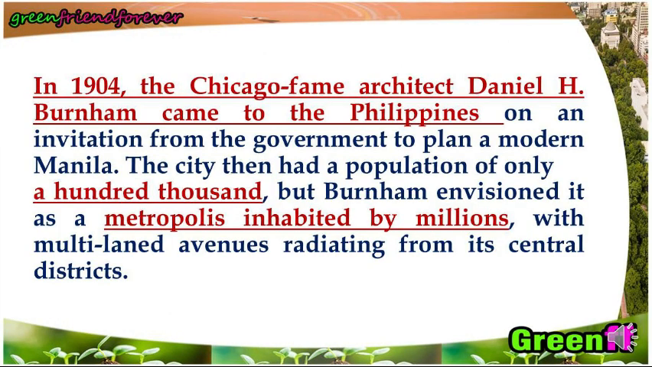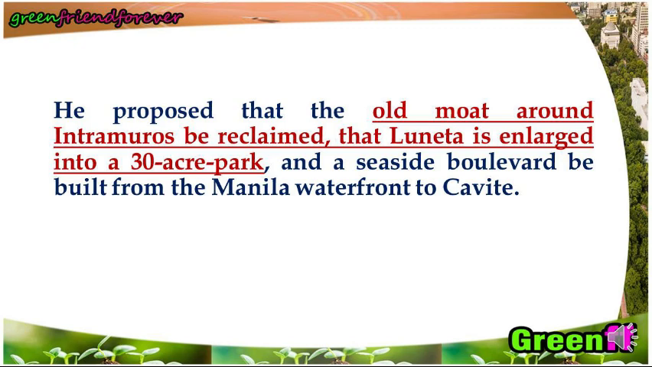In 1904, the Chicago-famed architect Daniel H. Burnham came to the Philippines on an invitation from the government to plan a modern Manila. The city then had a population of only 100,000. But Burnham envisioned it as a metropolis inhabited by millions, with multi-laned avenues radiating from its central districts. He proposed that the old moat, the lake, around Intramuros be reclaimed, that Luneta be enlarged into a 30-acre park, and a seaside boulevard be built from the Manila waterfront to Cavite.